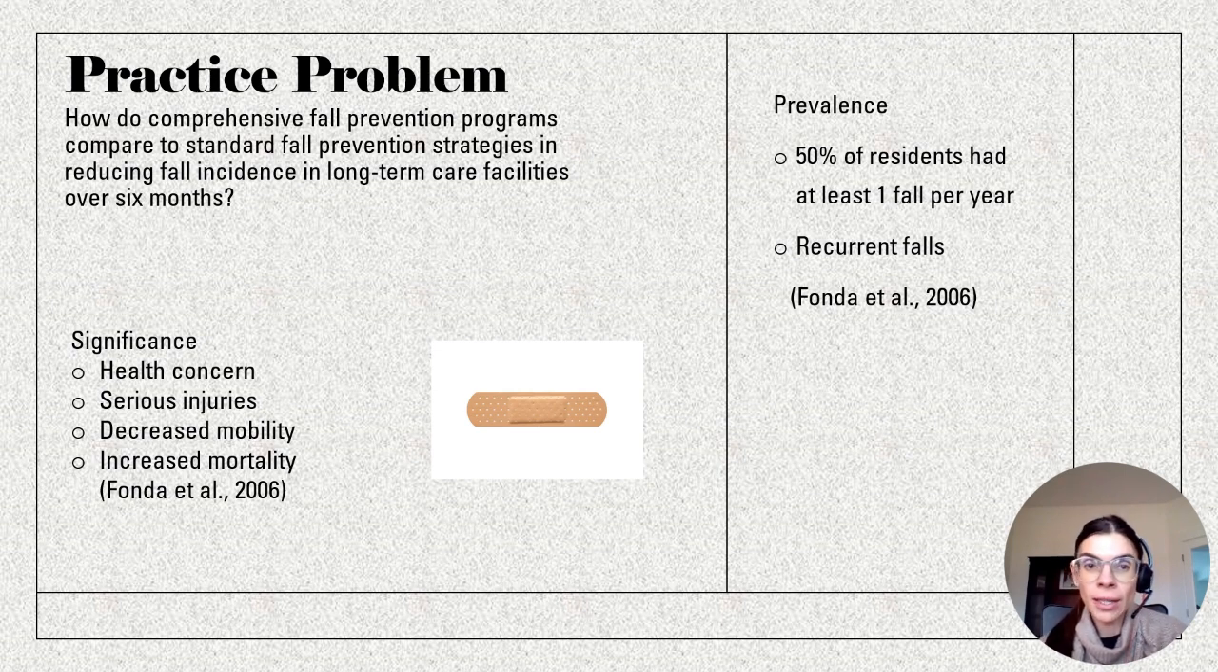According to Fonda et al. in 2006, before comprehensive interventions were implemented, the prevalence of falls in facilities was consistent with national averages, where approximately 50% of long term care residents experienced one fall per year, with many other residents experiencing more than one fall per year. Preventing falls is crucial to the well-being of residents in these settings and to address significant health factors that I already mentioned in the introduction: serious injuries, decreased mobility, and increased mortality.